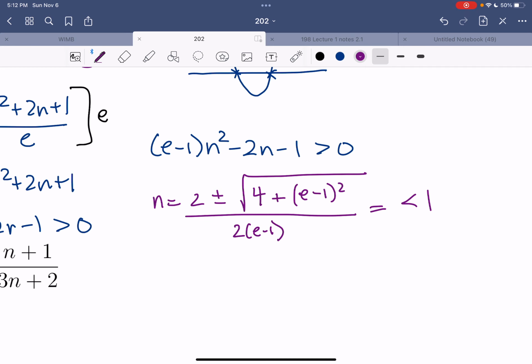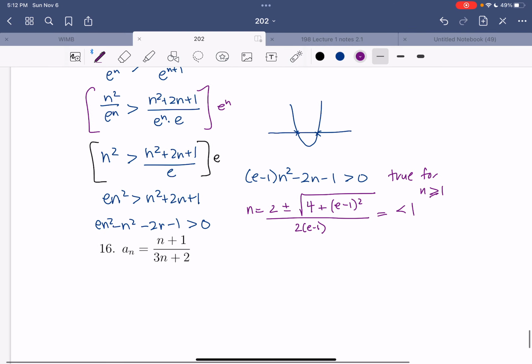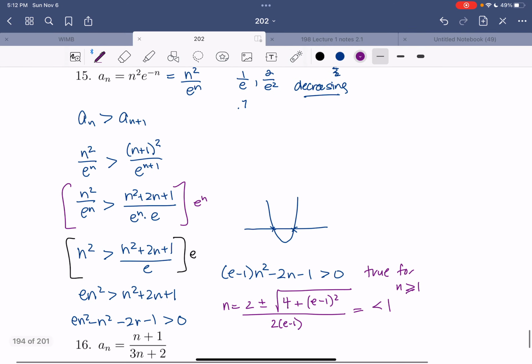Okay, so the negative region is less than 1. And therefore, our n starts at 1 and goes up. So this is true for n greater than or equal to 1. And therefore, we can say that it is, in fact, decreasing for n greater than or equal to 1.